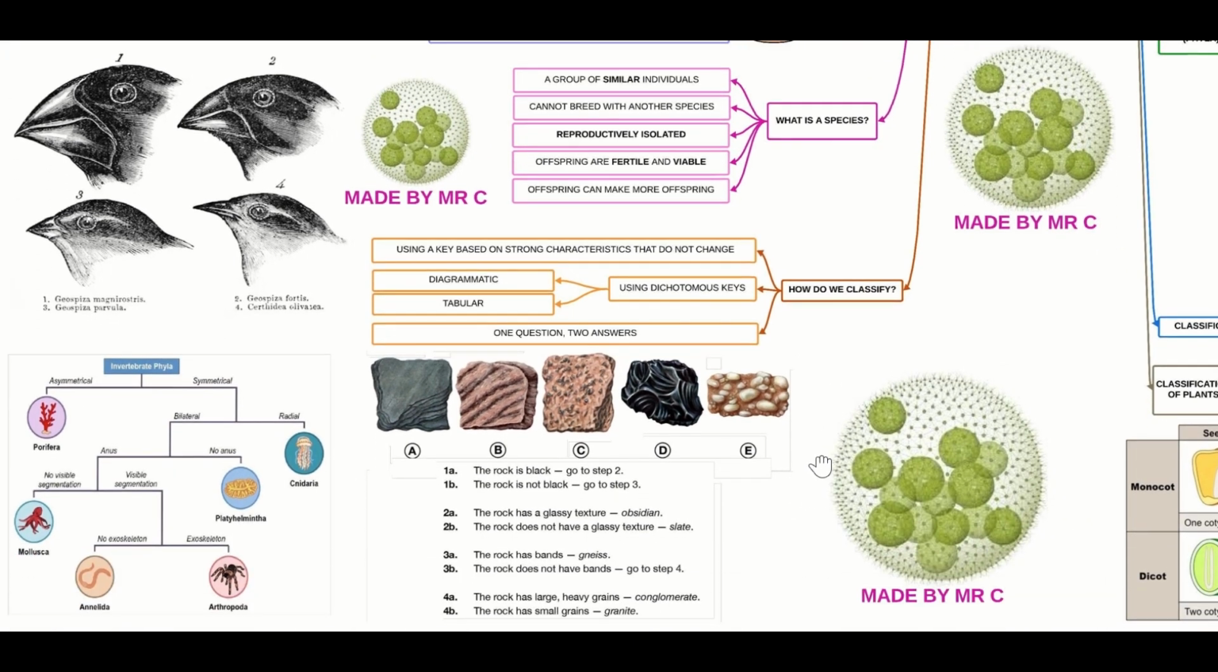So as we get down to here, here is a tabular form. As you can see, 1A and 1B. 1A, the rock is black. If it is, go to step 2, etc., and work your way through. The other one is called diagrammatic, which is more of a branching tree diagram.